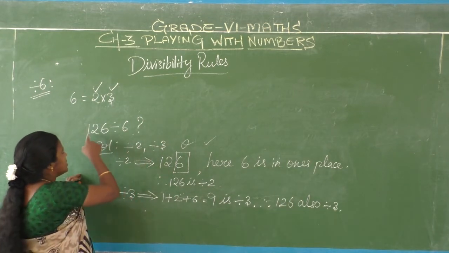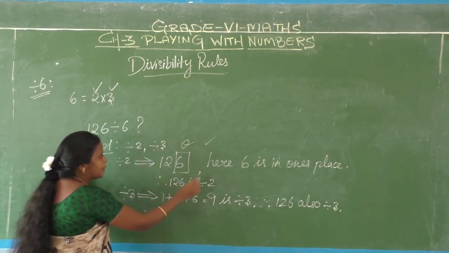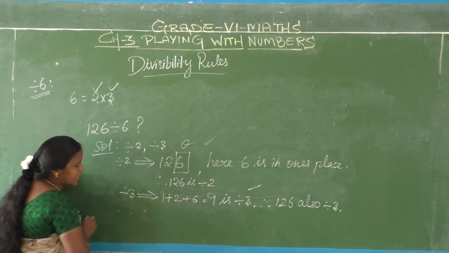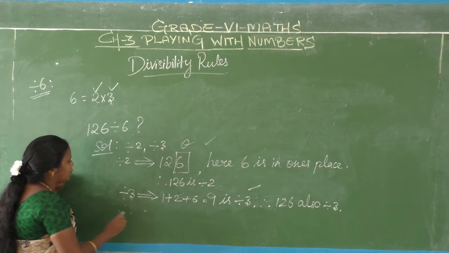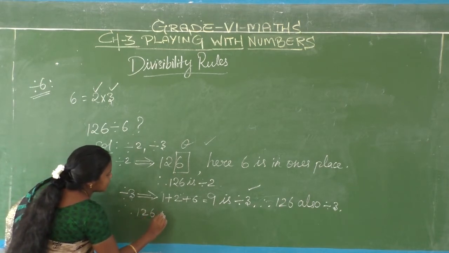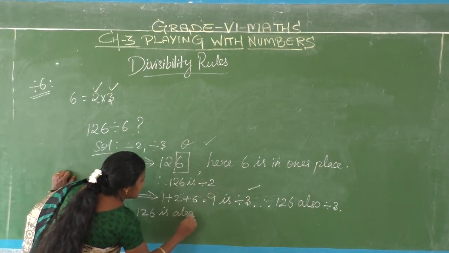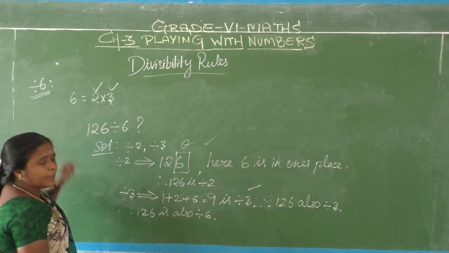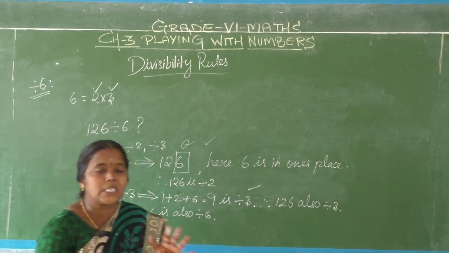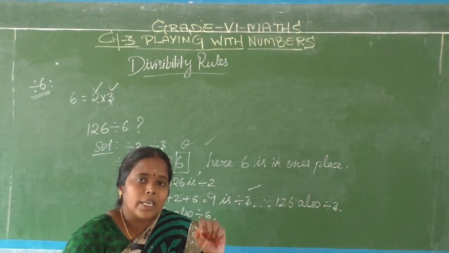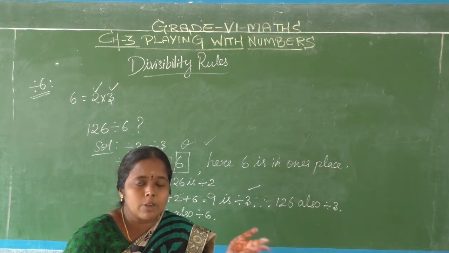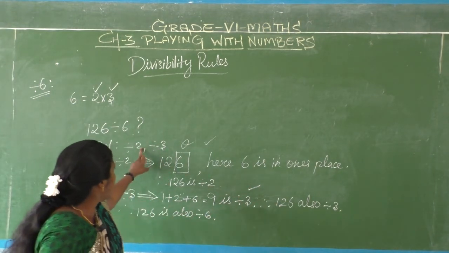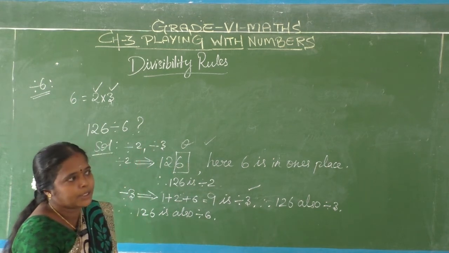Clear? So, this 126 is divisible by 2. Also 3. Therefore, your final answer in which way will you give? Therefore, 126 is also divisible by 6. Again I am telling, for divisibility by 6 there is no specific rule. In which way will you check whether it is divisible by 6 or not? By applying divisibility by 2 condition and 3 condition together.